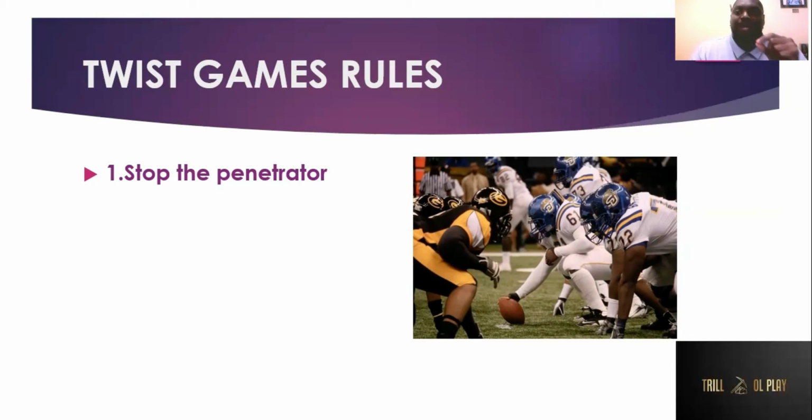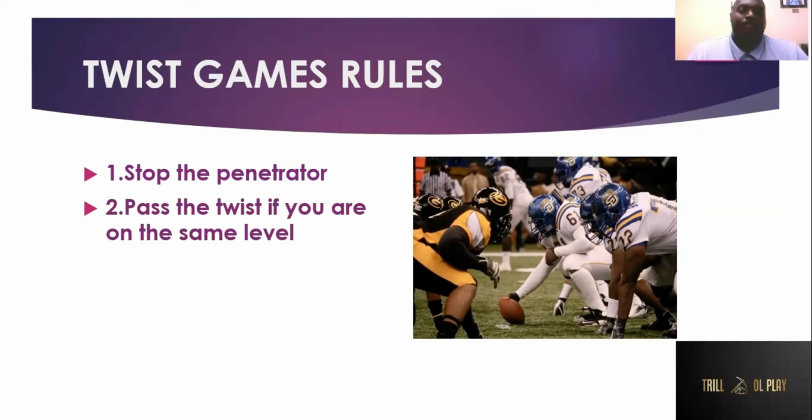So we want to stop that guy first by giving them either a double punch or we talk about independent hands and jamming that guy up at the line of scrimmage so we can pass him off. All right. The second thing we want to do is pass the twist if we're on the same level. So just like I previously stated, we want to be able to pass the twist. Communication is critical when we're talking about passing that twist off.